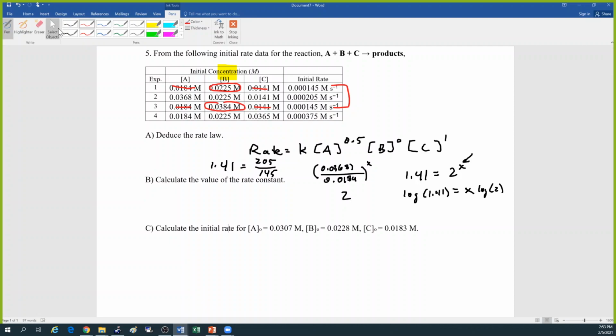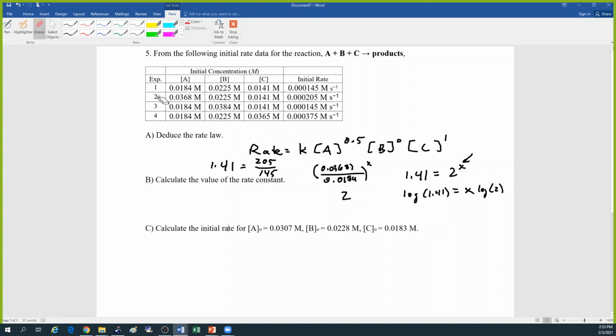And then again, if we do this one more time, we just have to pick the correct experiments. In that case, the correct experiments would be, I believe, 1 and 4, because C changes, but the other ones don't. So again, you're probably not going to ever see more than 3 reactants, but you could do this for 20 reactants, theoretically. You just keep controlling one at a time.